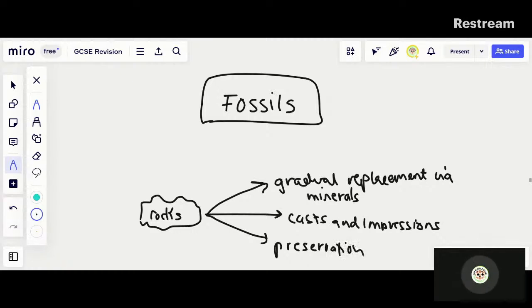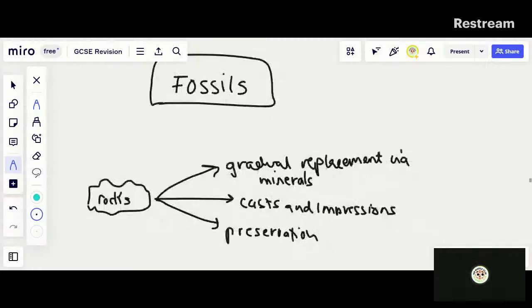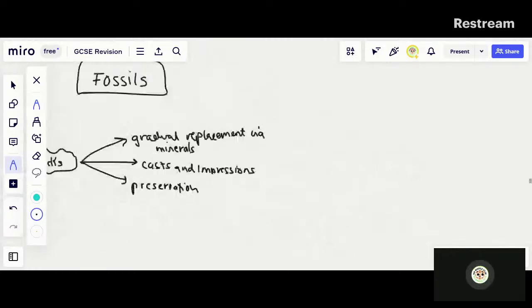So we said firstly through gradual replacement via minerals. So things like teeth, shells, bones, these don't decay easily. So what happens is eventually they're replaced by minerals, forming rock-like substances that are shaped around the original hard part. So imagine you have a skeleton of a fish, and then what happens is some minerals form around this fish. And as these minerals form around the fish, it then preserves the original shape. So that's firstly the minerals.